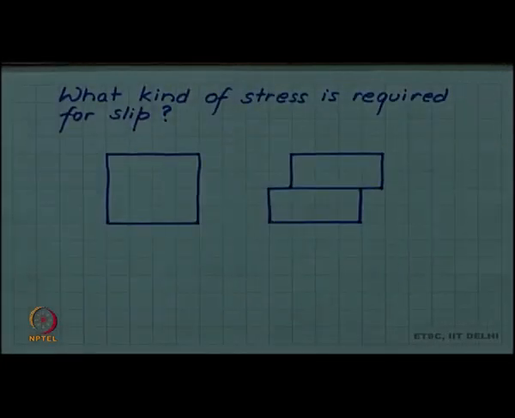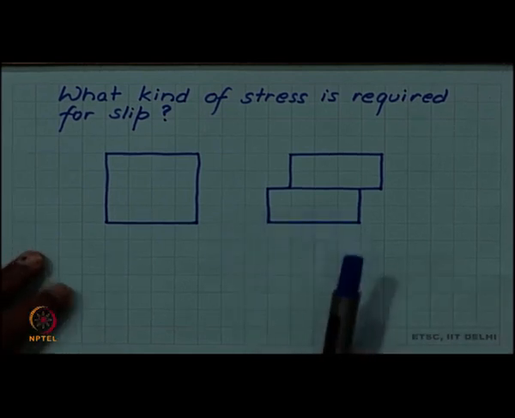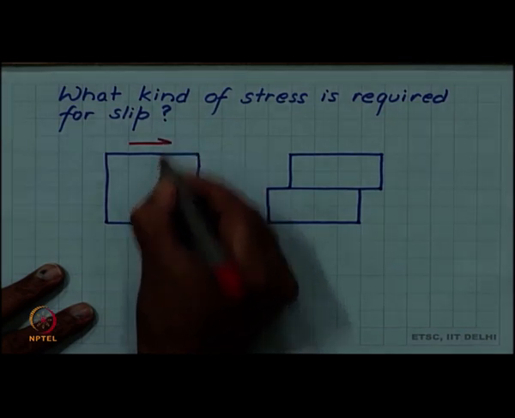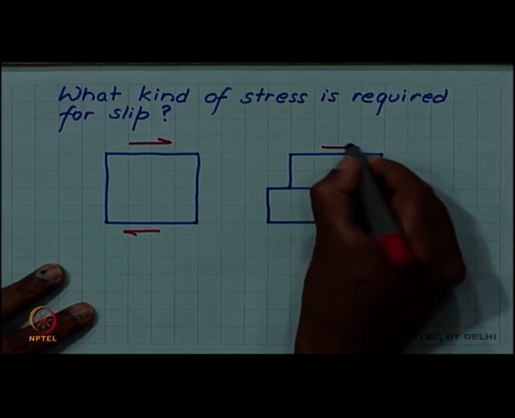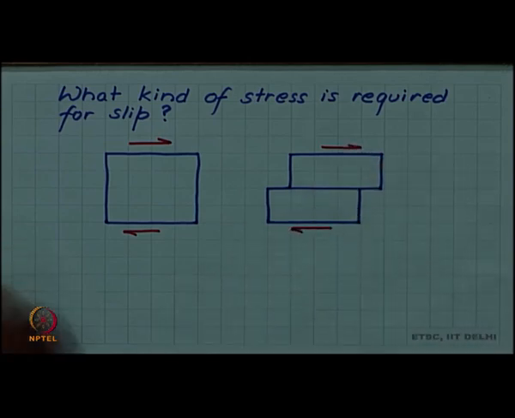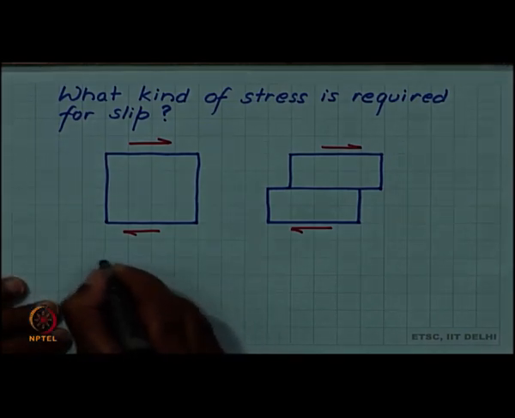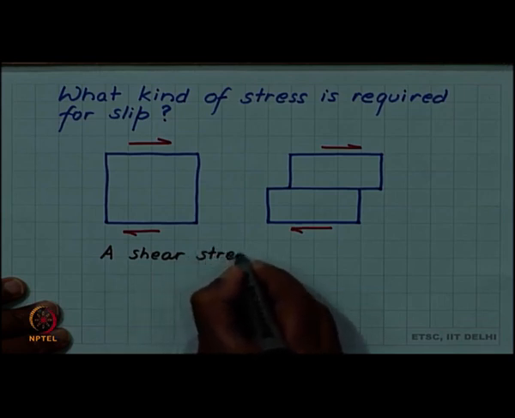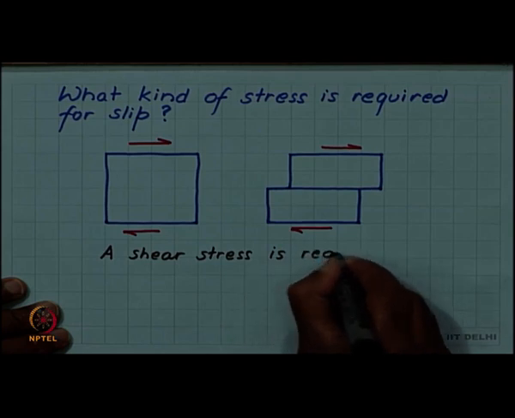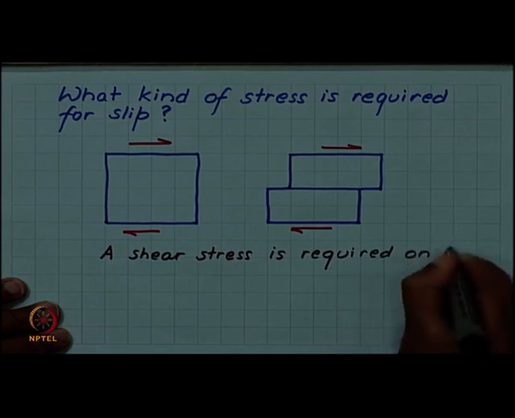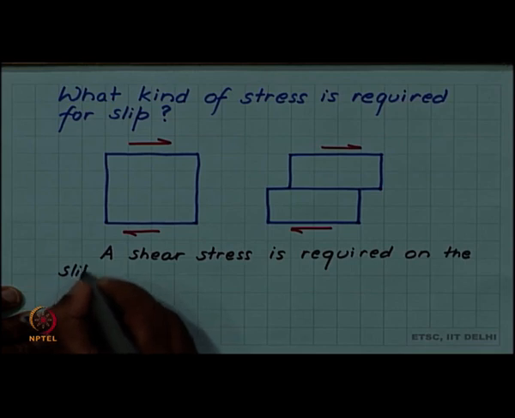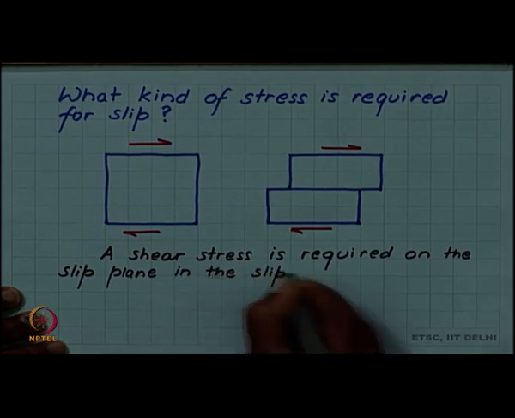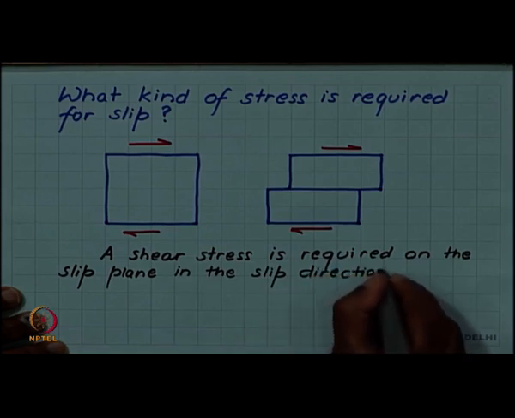Now, the question is, what kind of a stress will be required? If this is the basic mechanism, what kind of a stress will cause this deformation to happen? We can see that for slip to happen, the required stress will be a shear stress. You have to apply a shear stress on the slip plane in the slip direction for slip to happen. So, a shear stress is required on the slip plane in the slip direction.